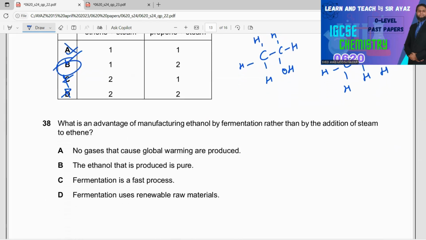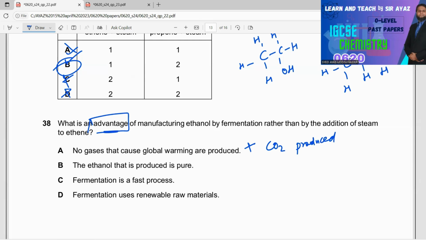38. What is an advantage of manufacturing ethanol by fermentation rather than by the addition of steam to ethene? Now we are manufacturing ethanol by fermentation. Now they are saying advantage. Look for the advantage over the method in which we are adding steam to ethene. A, no gases that cause global warming are produced. This is incorrect because we are getting carbon dioxide here, and carbon dioxide is responsible for global warming. CO2 is produced. So it's not an advantage, it's a disadvantage in this case.